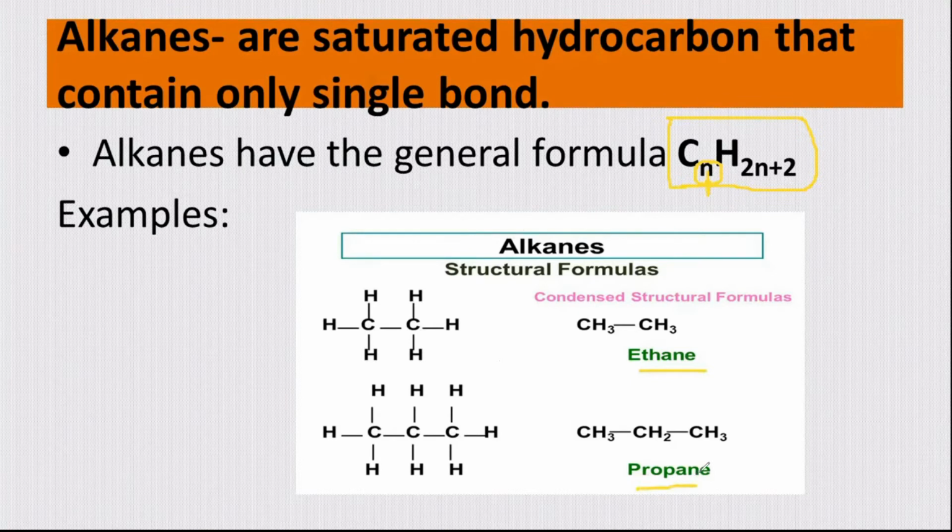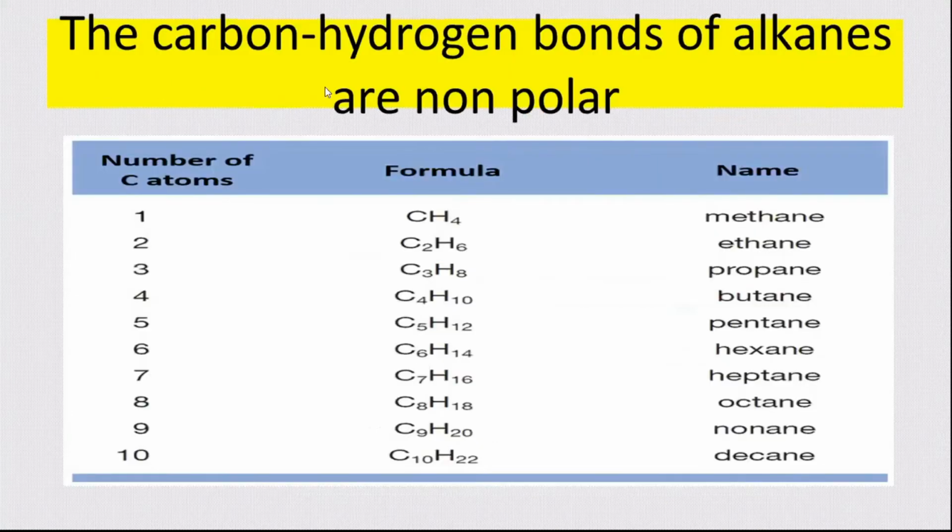So we can identify if the hydrocarbon is an alkane, alkene, or alkyne because of their endings, ANE and ENE. And in alkanes, remember, no double bond, no triple bond. In the given structural formulas, you can see the single bond only. Next, the carbon-hydrogen bonds of alkanes are nonpolar. So when we say nonpolar, the only forces of attraction between nonpolar molecules are weak intermolecular forces, or the London dispersion forces, which increase in strength as the mass of the molecules increases.